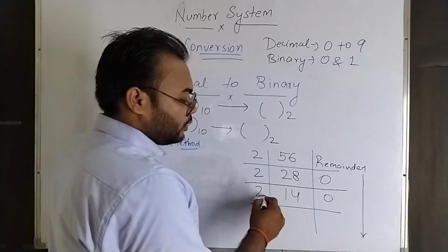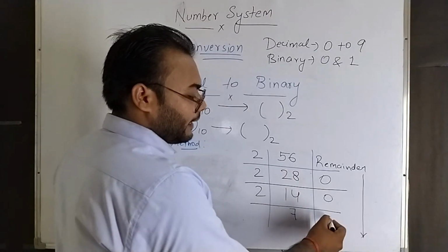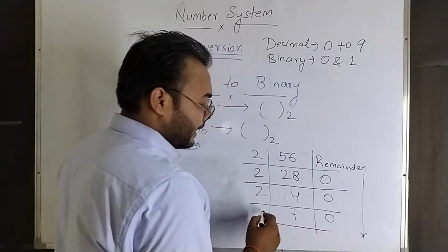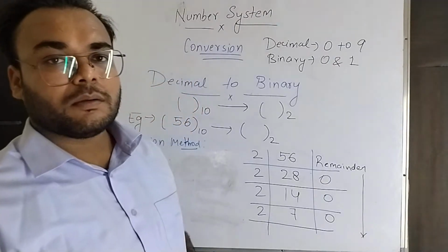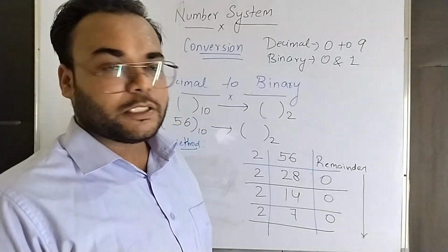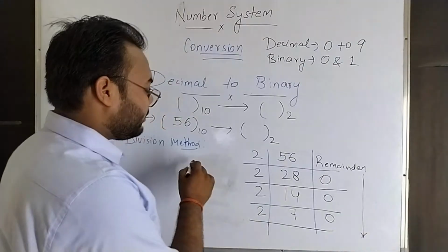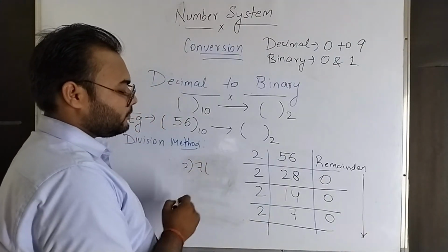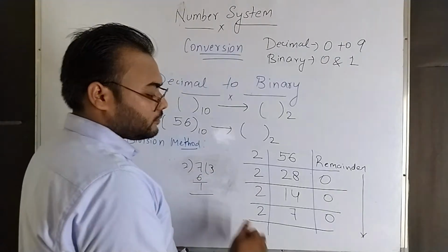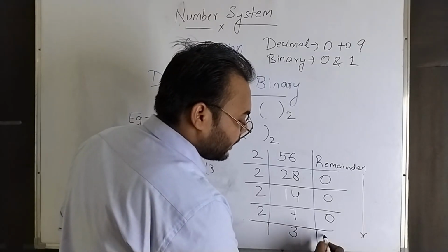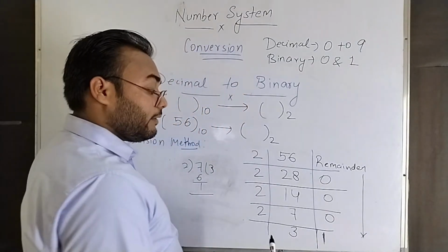Now again, 2 sevens are 14, which again gives remainder 0. Coming to the next, we divide again. 2 threes are 6, am I right or wrong? Just tell me what the answer is when we divide 7 by 2. It's a very basic question I'm asking. 2 threes are 6, and it will give the remainder 1.